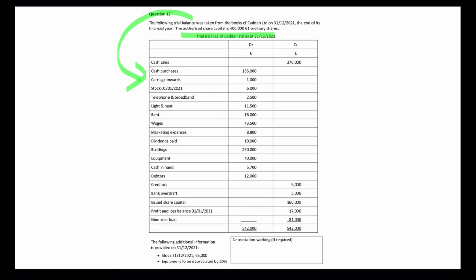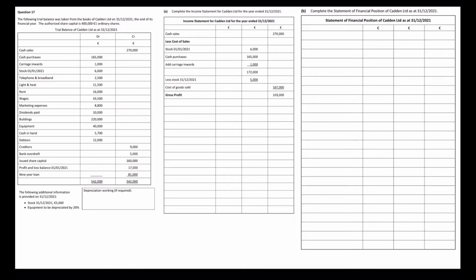And it says then the following additional information is provided on the 31st of the 12th, 2021, so at the end of the year. Stock at the 31st of the 12th, so closing stock, €5,000, and then equipment to be depreciated by 20%. So what you are asked to do is an income statement and a statement of financial position. This is the income statement here and the statement of financial position here.